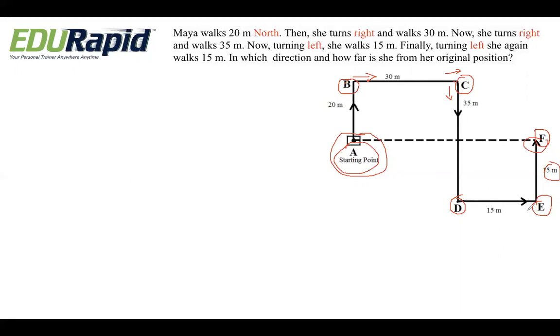And she is actually in the east of A. So this is A, the starting point, and she is in the eastern direction of A. So the correct answer is, what is the correct answer? The correct answer here is 45 meters and east.